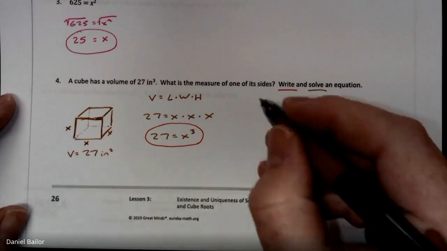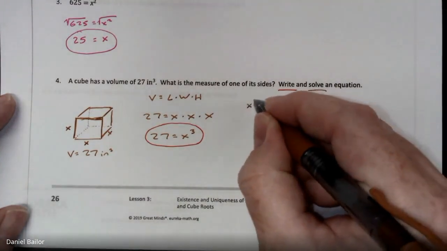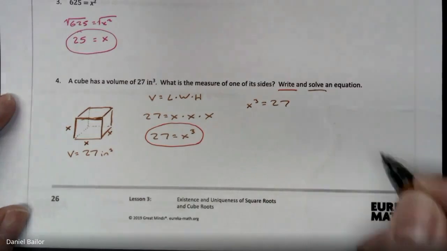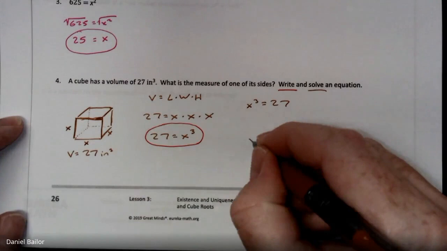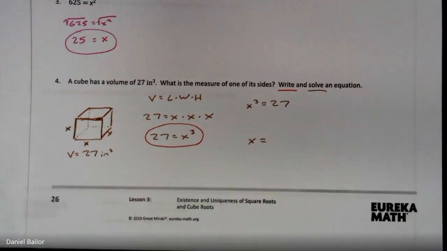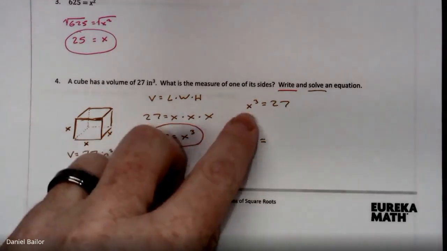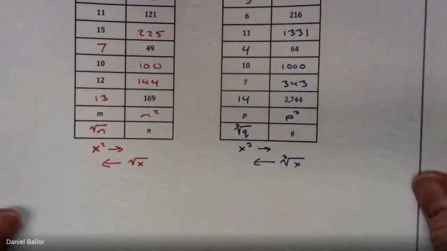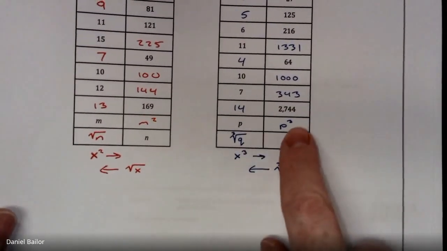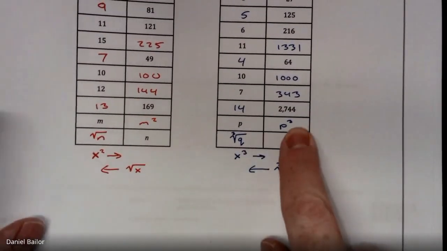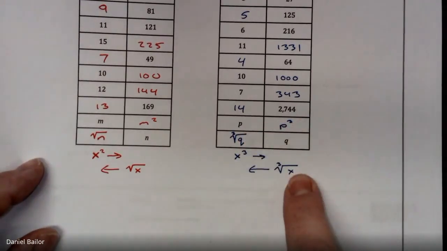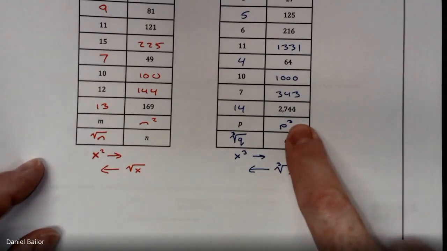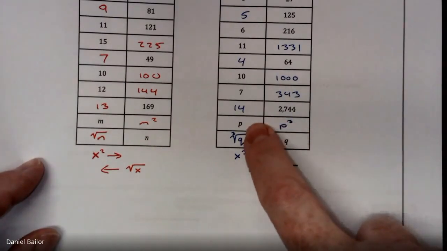Now we need to solve it. So we have x cubed equals 27. How do we solve this? How do we just get x, not x cubed? Well, remember back in our chart, we had p cubed. How did we get p by itself? Well, we go left, and that means we take the cube root. So if we take the cube root of p cubed, we get p.